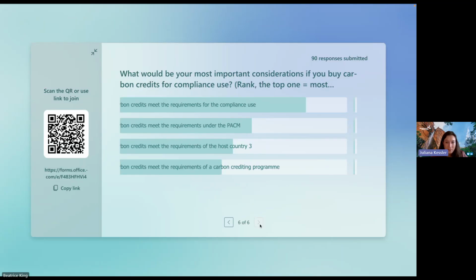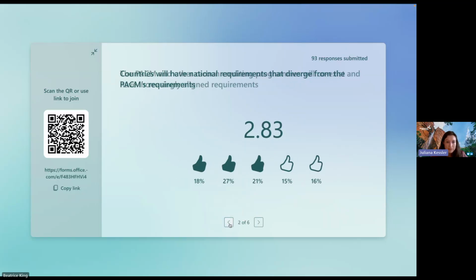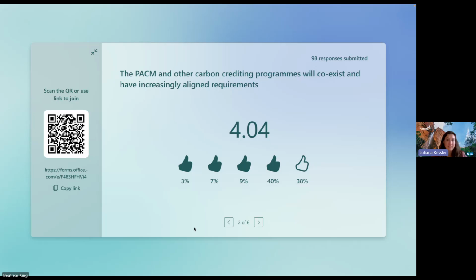Okay, so great. Let's jump into the results. And Beatrice, if you can go back to the previous question. Yes, so I think if you click further, we see what people think about the statements. So the PACM and other carbon crediting programs will coexist and have diverging requirements. So here the result is that in general, this audience seems to partly agree with the statement.